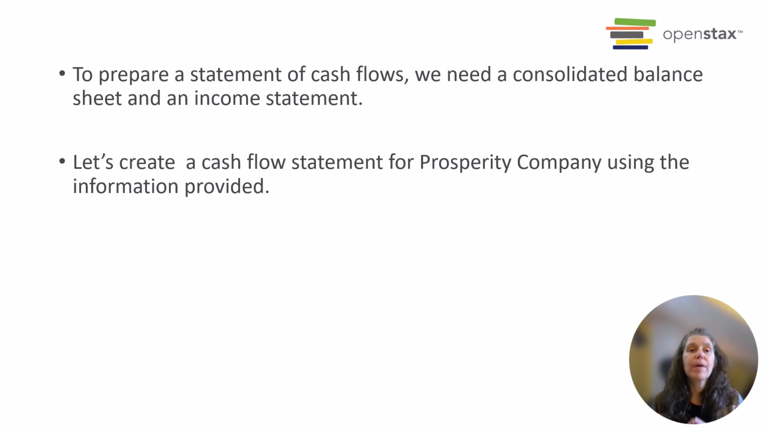In order to prepare your statement of cash flows, you're going to need a consolidated balance sheet and an income statement. Remember from your AC101 classes that a consolidated balance sheet is a balance sheet that contains information for 2 time periods, either months, quarters, or years. Then we also need an income statement for your most recent time period of the 2 that you are comparing. And now we're going to work through the cash flow statement presented in our chapter for Prosperity Company.